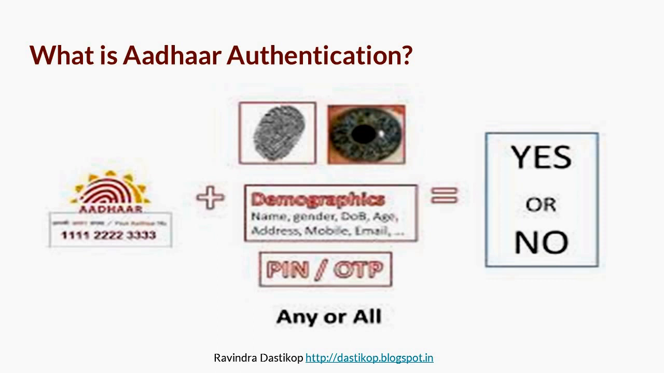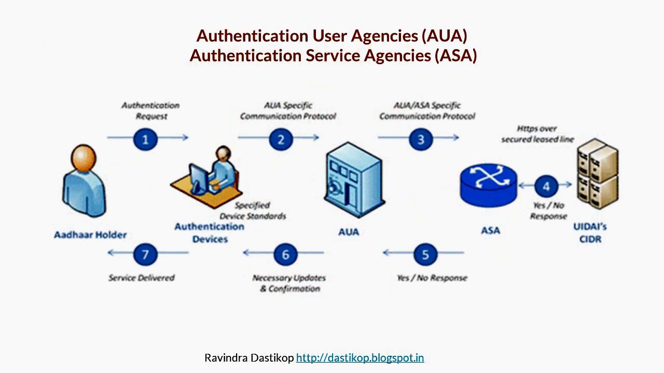So this submitted data goes to the CIDR and gets verified. Depending on whether the verification is successful or not, you get an answer, yes or no. The Aadhaar authentication process gets done through two distinct agencies called the Authentication User Agency, AUA, and the Authentication Service Agency, ASA. These act as a middleman between the end user who seeks authentication and the CIDR, which eventually conducts this authentication process.